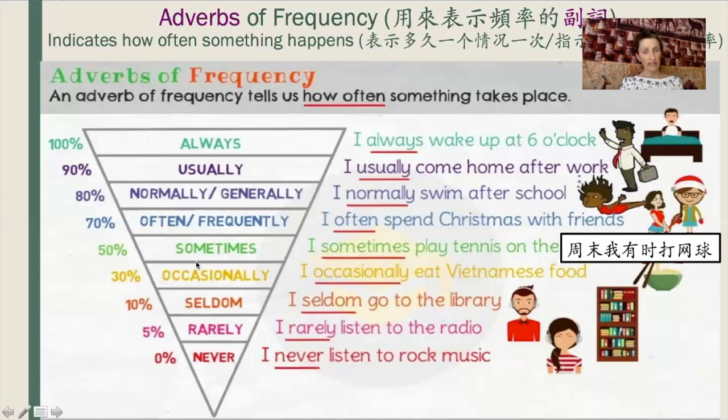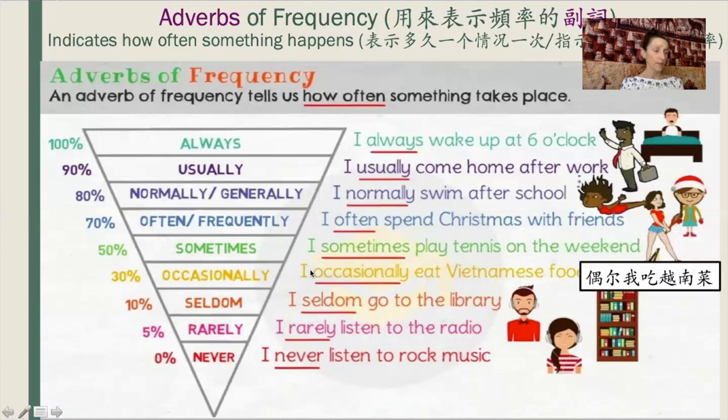Occasionally is less than half the time. And see, they put that at 30% here. So it's not even half the time. It's a little less. So less than sometimes. I occasionally eat Vietnamese food. The words for occasionally are 偶尔 or 偶或 is a close translation.